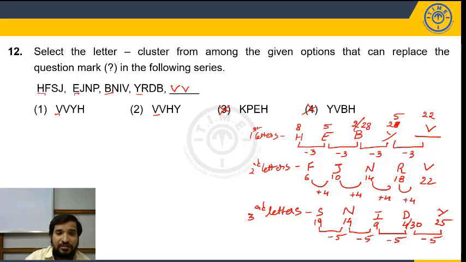So what's the third letter? Y. Now in which choice do we have V, V, Y? That is in choice 1. Now directly I can say it is choice 1, that is V, V, Y, H. So the missing letter cluster is V, V, Y, H. Now see the next question.